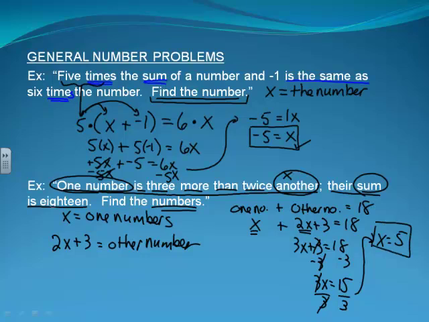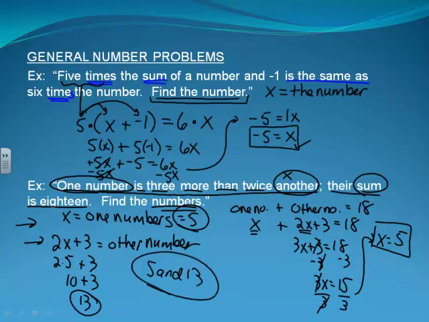Now it seems like we're done, but notice that they ask us to find the numbers. They want us to assign a value to both. So if we come back to our original setup over here on our left, x is one of the numbers. So one of our numbers is 5, which is what we solved for. The other number is 2 times that value, which is 5, plus 3. So we need to do that math. 2 times 5 is 10, and if we add 3 to that, we get a second number of 13. So our two numbers are 5 and 13 for our final answer.